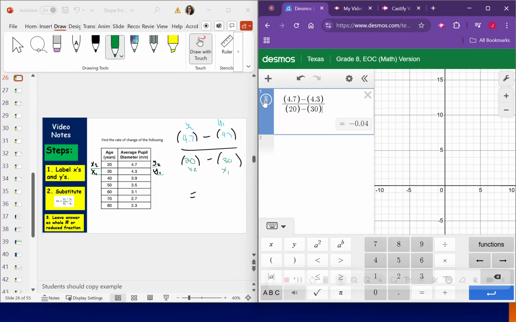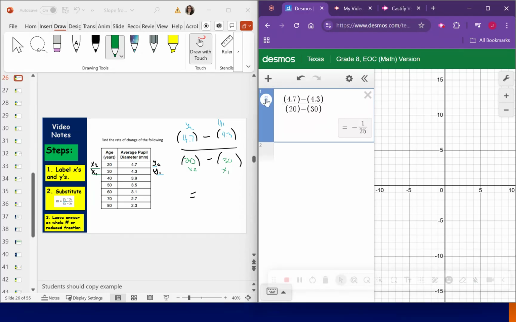Usually if they give you decimals, decimals are fine, but remember you can change that into a fraction by just clicking on that symbol right here. Okay, so since the directions say leave answer as a whole number or reduced fraction, we are going to use the fraction. So I'm going to put -1/25, and that would be my final answer for this one.